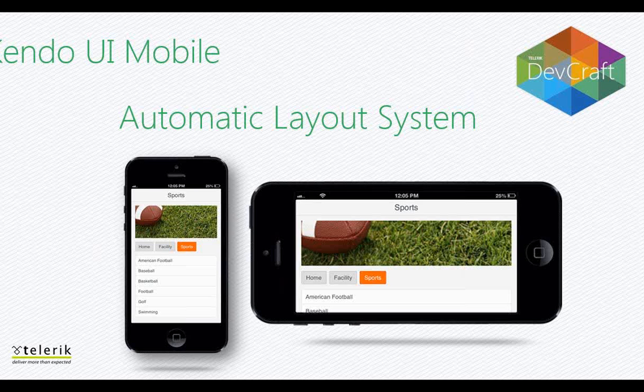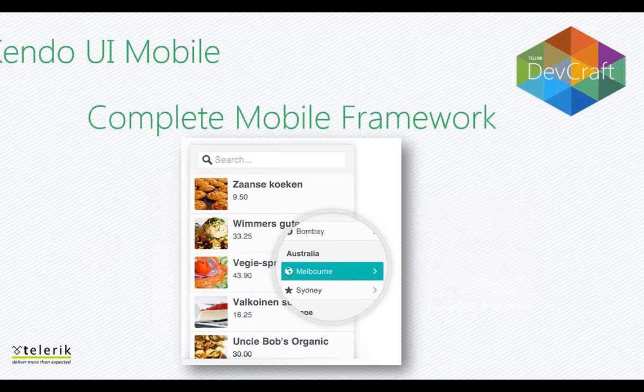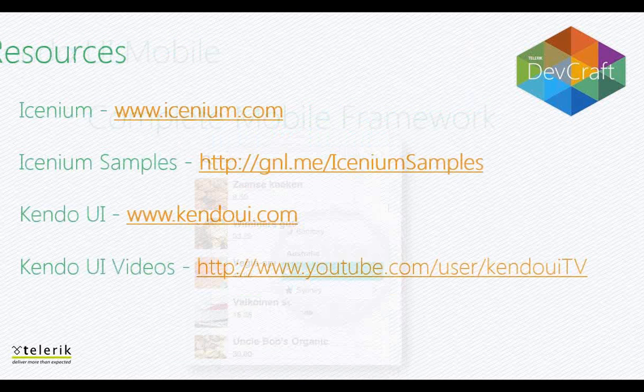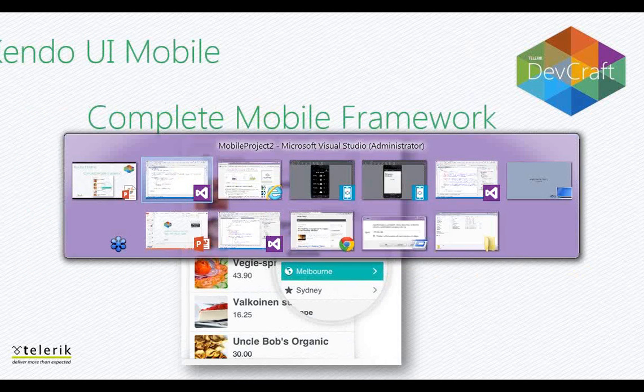There is also an automatic layout system, so you do not have to worry. We will make sure it fits the available screen. You just worry about the UX, and we'll take care of that. All in all, Kendo UI is a complete mobile framework. You can take care of everything, from the widgets to the framework. I have not talked about a lot of the goodness Kendo UI Mobile comes with, like the data source and validation. But it's a complete mobile framework. So that's pretty much what I had to show.